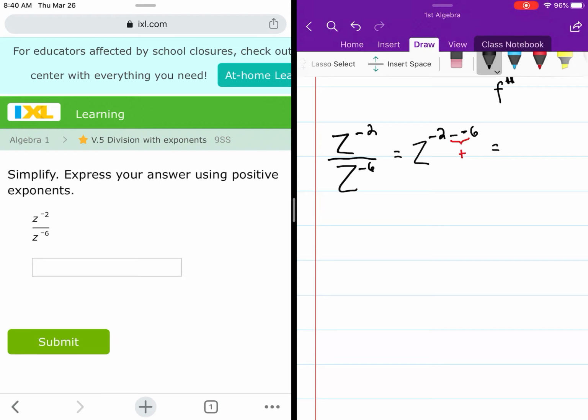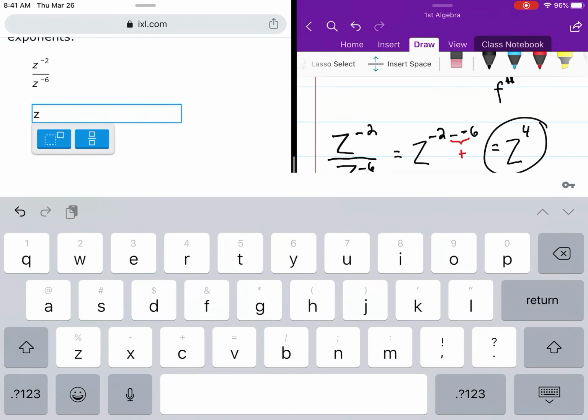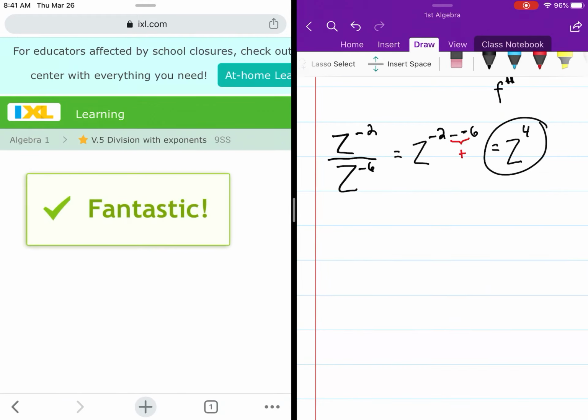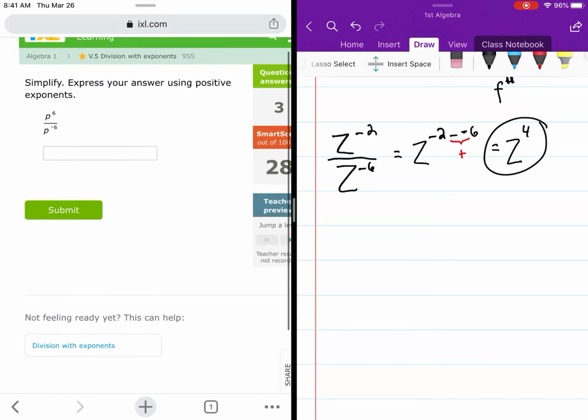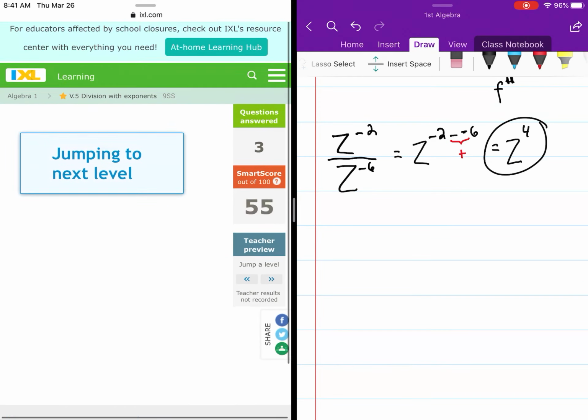What that is going to give you is Z to the power of positive 4, because you have a positive 6 and you're taking 2 away from that. So that will be your answer. Now, because this one does not have a negative exponent, we do not have to write it as a fraction. Z exponent 4. Submit.